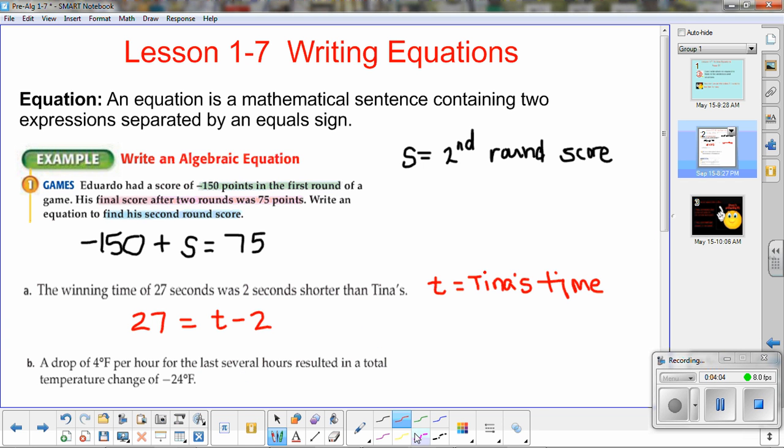The next example, a drop of 4 degrees Fahrenheit per hour for the last several hours resulted in a total temperature change of negative 24 degrees Fahrenheit. The thing that I don't know in this problem is the number of hours. So I'm going to define my variable as H equals the number of hours.